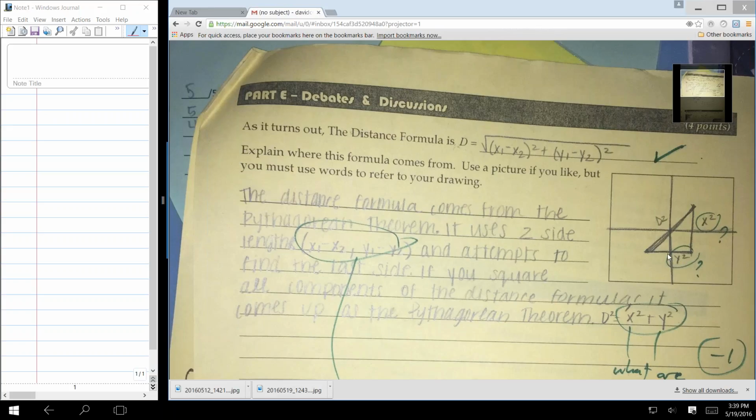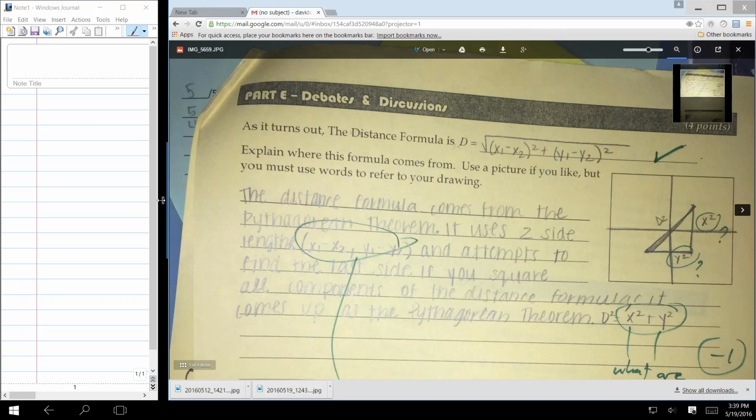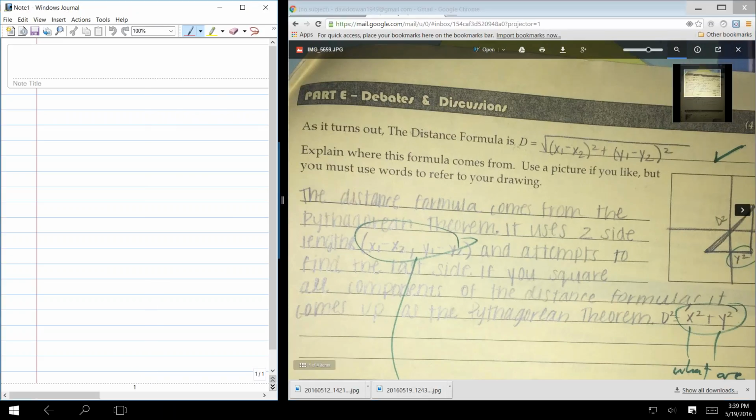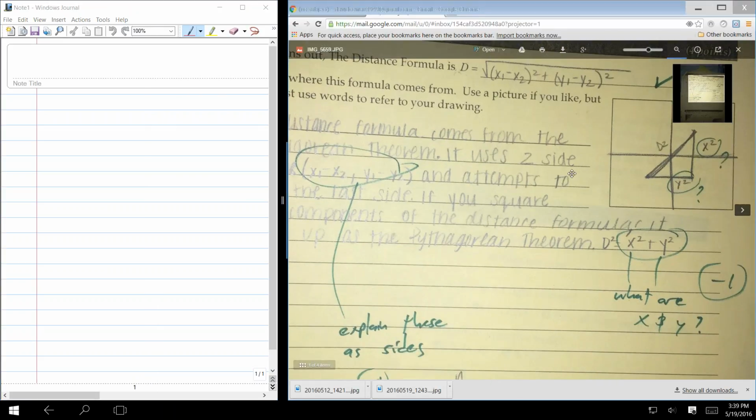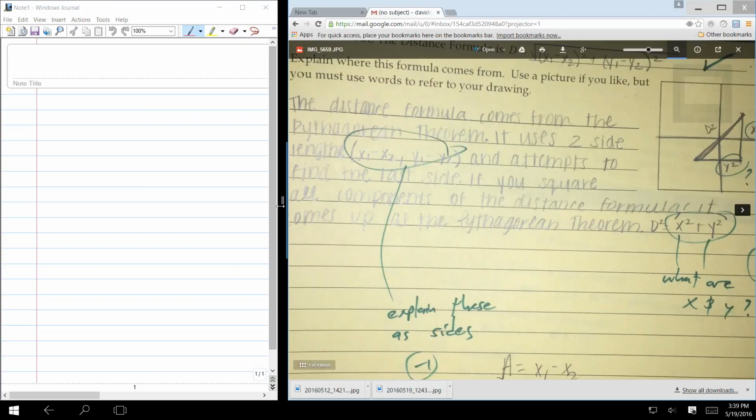Now you've labeled this side as y squared. Not really true. That side is x, first of all. And this side is y. And this side is z, which is equal to the square root of x squared plus y squared. Let's talk about that for a minute.